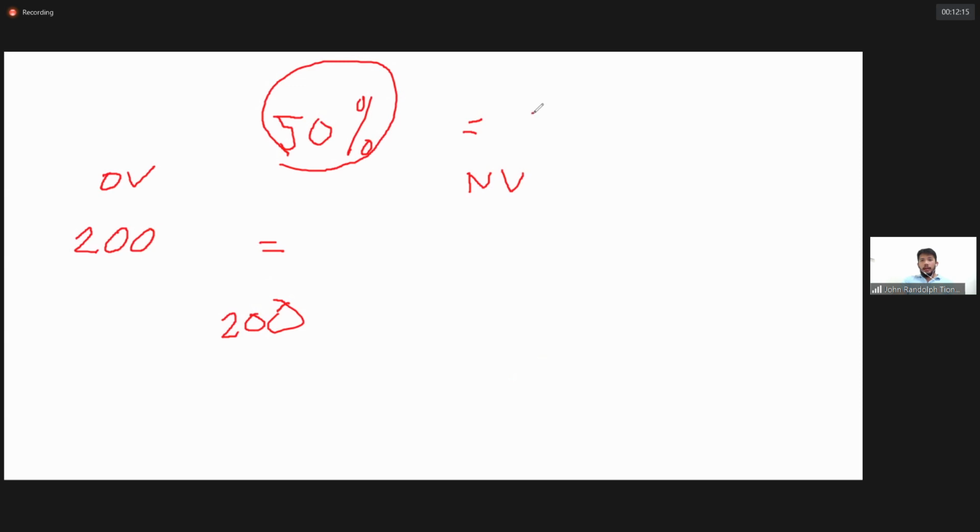So, gagawin natin na, yung 50%, kukunin natin yung kanyang growth factor na magiging 1.5. Tama? This will become 1.50 or 1.5. Okay. So if it will become 1.5, so therefore we multiply our 200 here by our growth factor, which is 1.5. 200 times 1.5 is 300. Tama? So our new value here is 300.